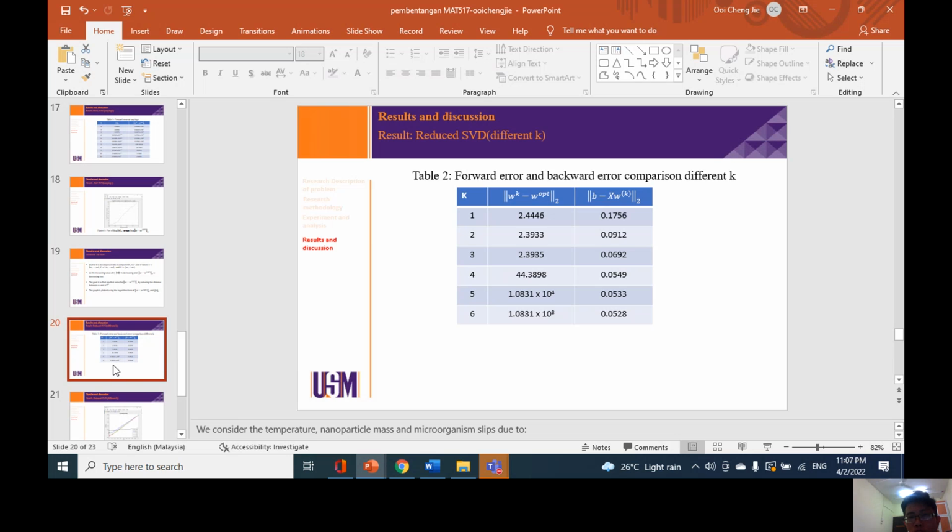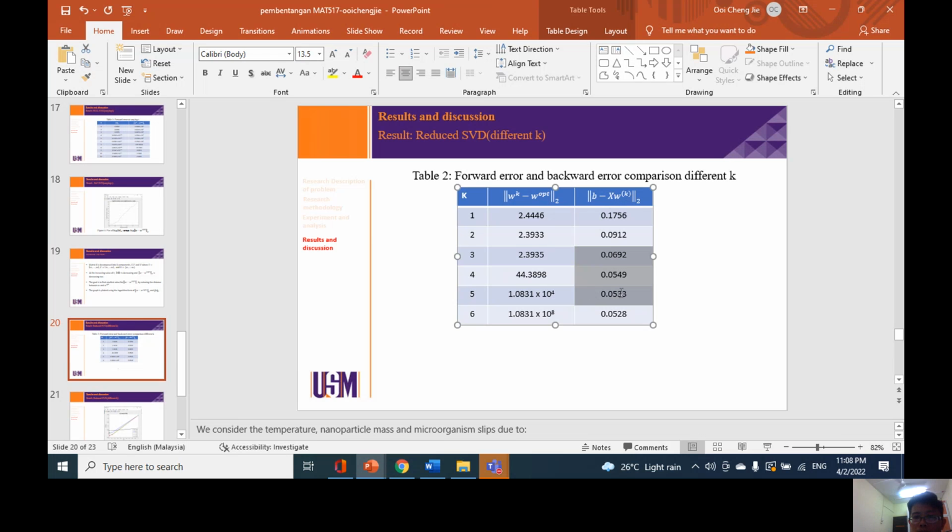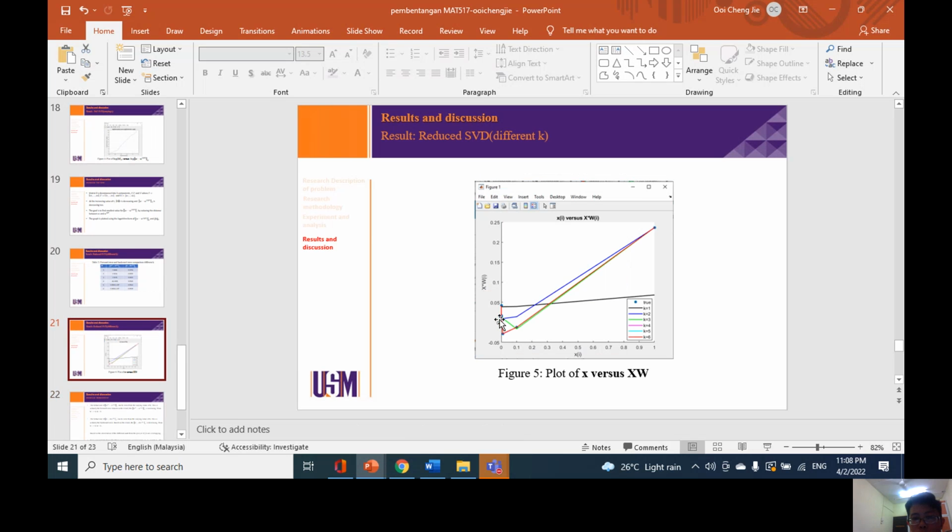In this slide, I'm going to talk about the forward error and backward error comparison at different K. Basically, this is the slide for the reduced SVD. And as we can see from here, as K is increasing, the forward error tends to increase also, whereas B minus SW is decreasing. It comes in different forms. One increases, the other one decreases. And this is how it looks.